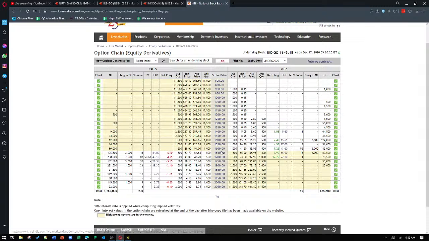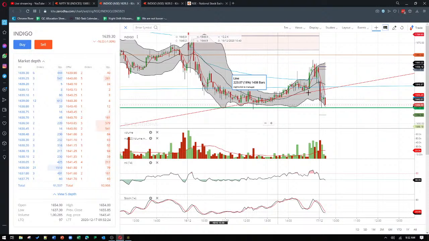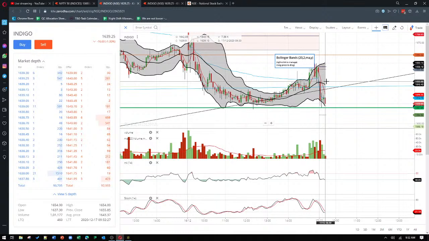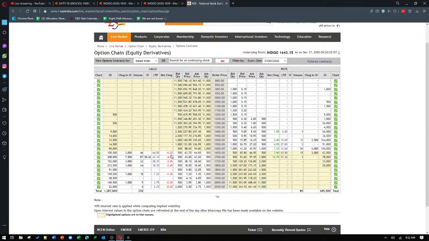And call side, basically the entire section is weak, and the volume is building up. The first close, very nearby one, is 1650. So when I look at the chart, 1650 is already overwhelmed today. Okay, and will it go once again? I think the chance is very, very less to achieve that.